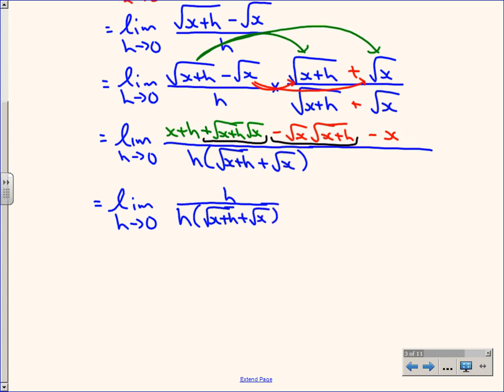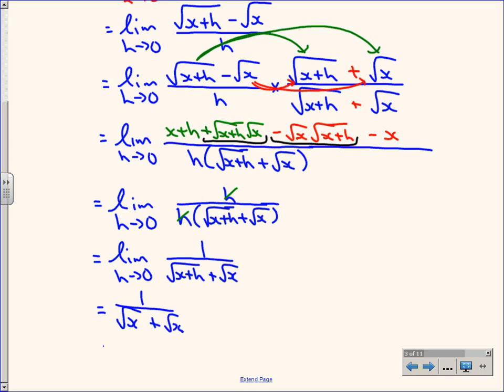We absolutely needed that to happen. It was the h on the top and the h on the bottom that were causing our indeterminate form. But now they cancel, and you're left with 1 over. And if we sub in our 0, so now I'm evaluating this limit, so I don't write that part down anymore. It's just root x plus 0 plus root x, which is 1 over 2 root x. And that's our derivative. That's a tough one.